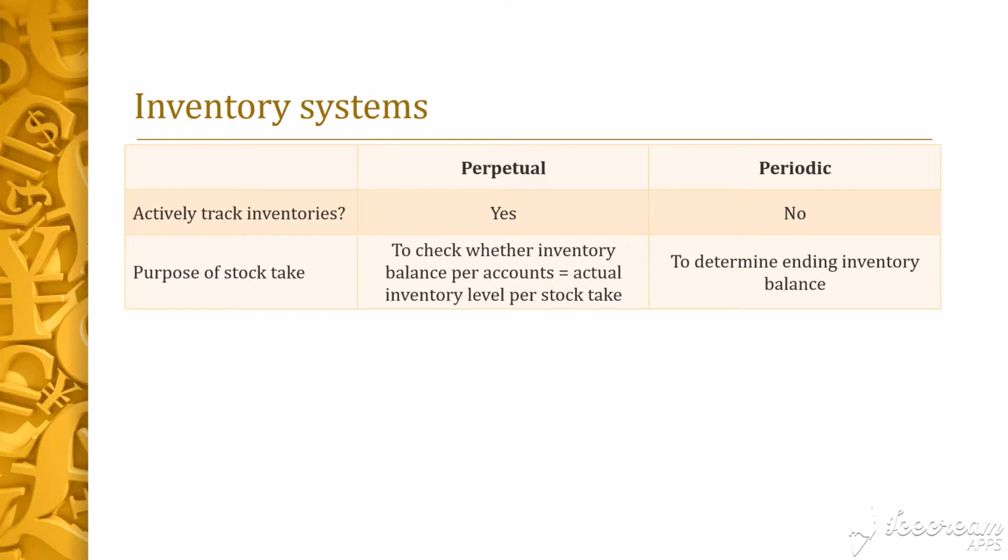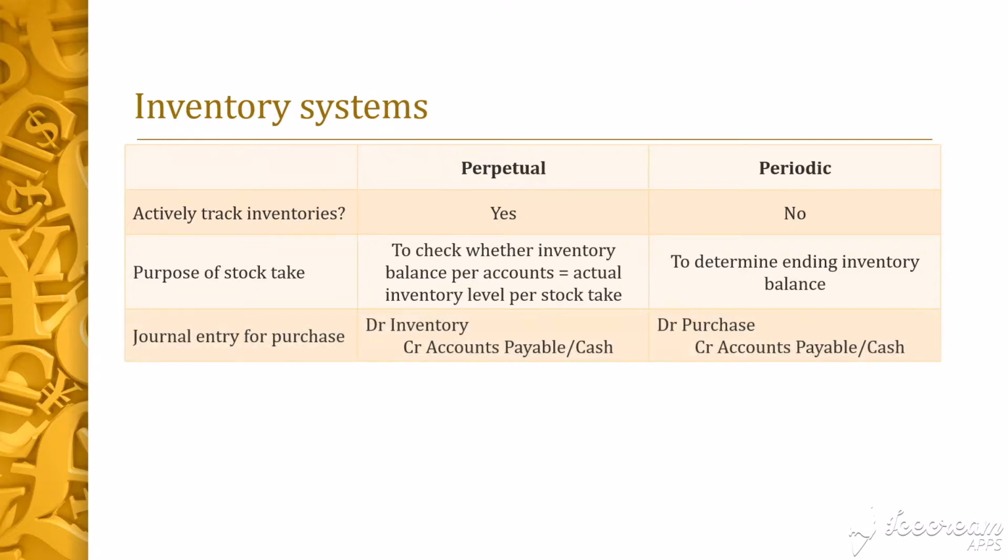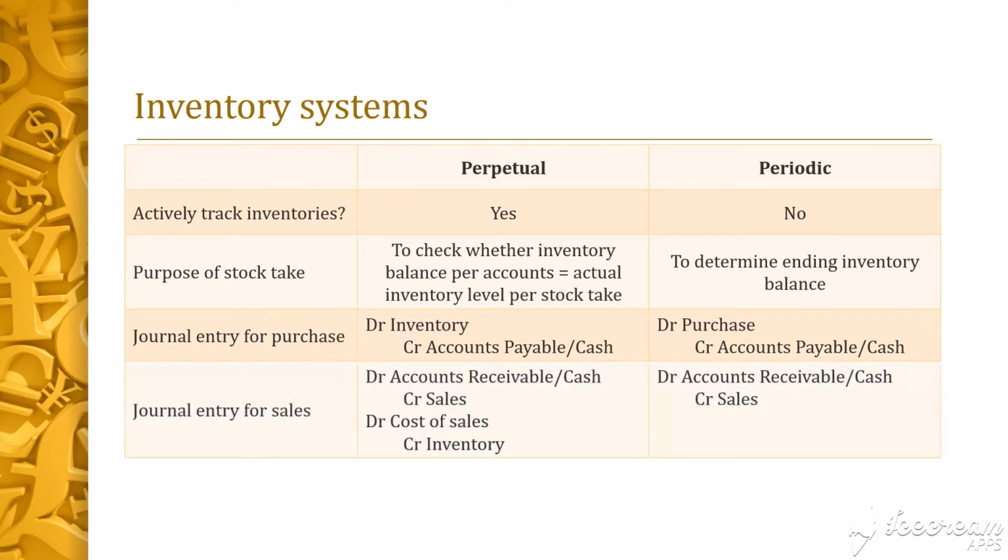Now, this is the big difference between the two systems, the journal entries. To record purchase, the perpetual inventory system debits inventory, while the periodic inventory system debits purchase. To record sales, both systems will debit accounts receivable or cash and credit sales, but the perpetual inventory system will also recognize the cost of goods sold.